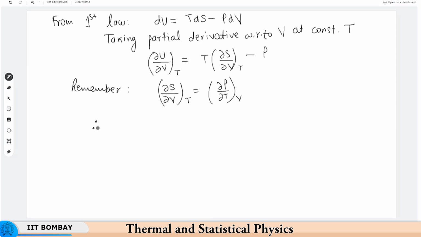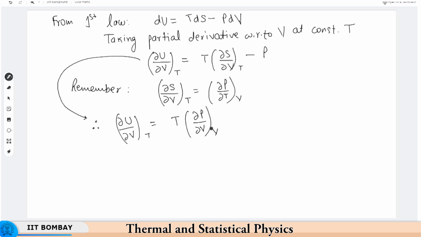So, therefore, this equation can be written as follows. Del U by del V at constant T is equal to T times del P by del T at constant V, minus P. So, I have just substituted del S by del V with del P by del T.